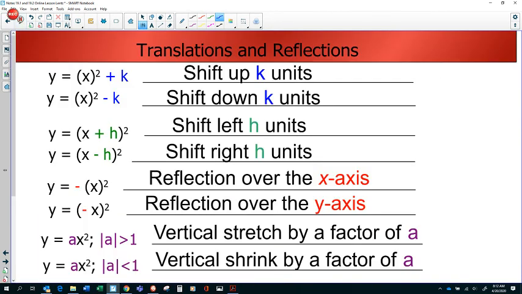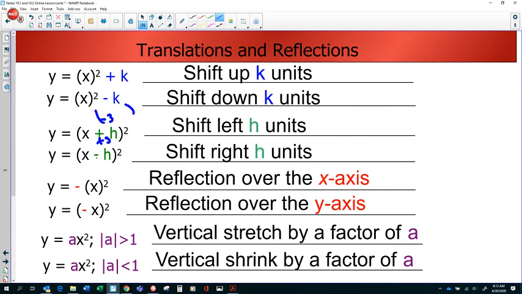So looking at this here, go ahead and copy this down in your notes. This tells us what happens to the parent function. We'll talk about the parent function in the vertex form here in a second. So we're going to shift up k units or down k. Now notice, if it's positive here, we're shifting to the left because remember, it's the opposite sign here. So if it's a negative 3 here, it's going to be a positive 3 over here. If the vertex is a negative 3, it's going to be a positive 3. That's why we're shifting to the left.